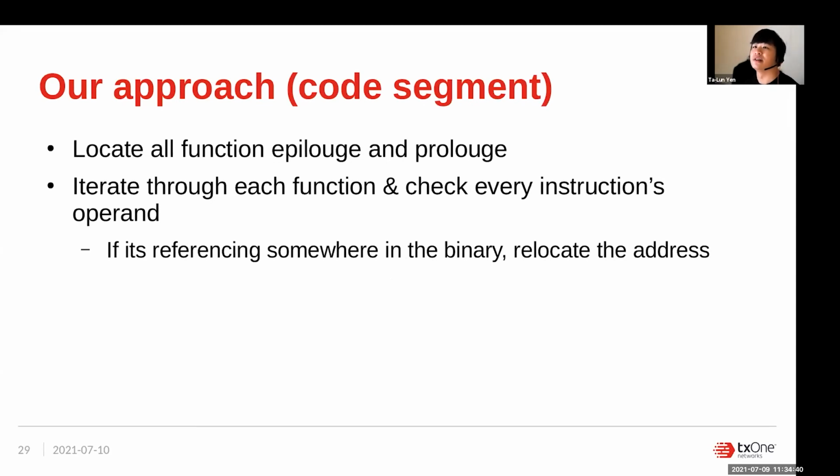For code segments, we will try to locate all function epilogues and prologues, then iterate through every function. Then we check every instruction. Should the operand make reference to the range between the start and the end address, we will place that address into the relocation directory.